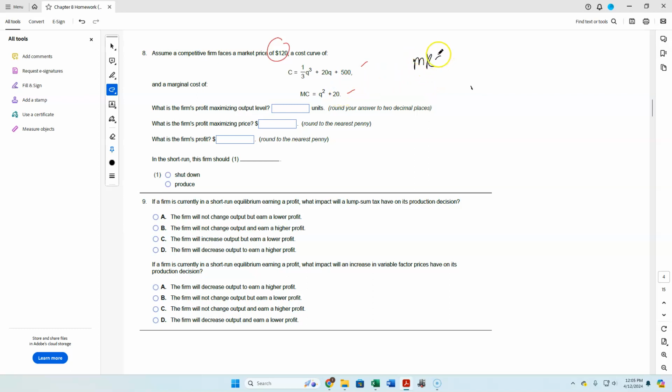To find that output level, we need to find where marginal revenue is equal to marginal cost. Marginal cost we already have here, Q squared plus 20. Marginal revenue we're going to need to get from here, using the power rule, 3 out in front, so it's going to be equal to Q plus 20. Again, we're finding where marginal revenue is equal to marginal cost, so where Q plus 20 is equal to Q squared plus 20.